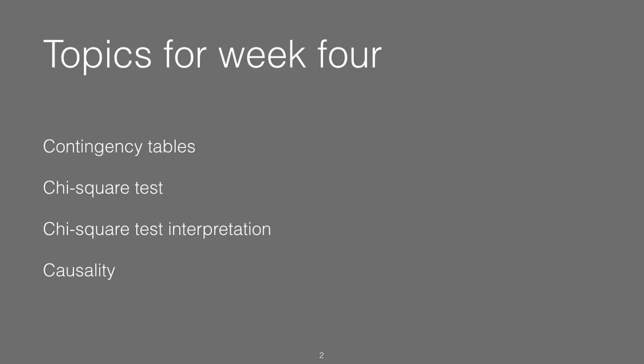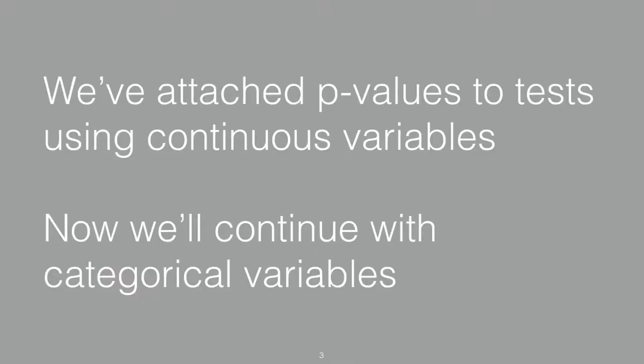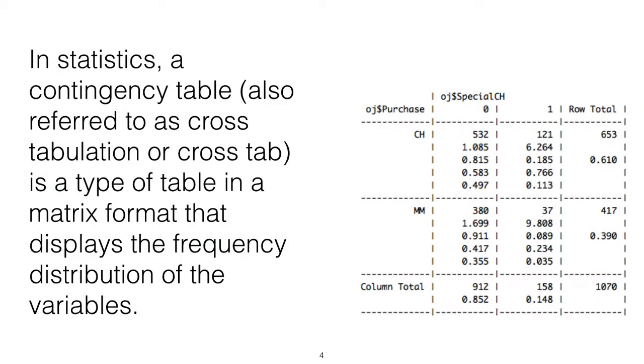This week, we're going to be talking about contingency tables, chi-square tests, the interpretation of chi-square tests, and causality. Up to now, we've attached p-values to tests using continuous variables. Now we'll continue with categorical variables. In statistics, a contingency table, also referred to as cross-tabulation or crosstab, is a type of table in a matrix format that displays the frequency distribution of the variables.